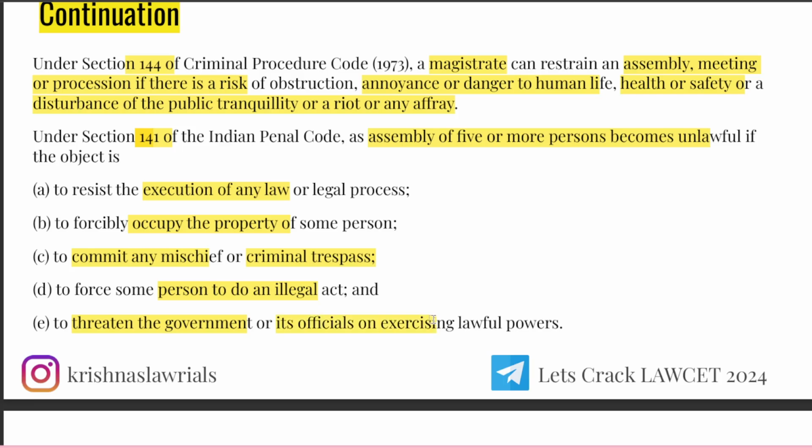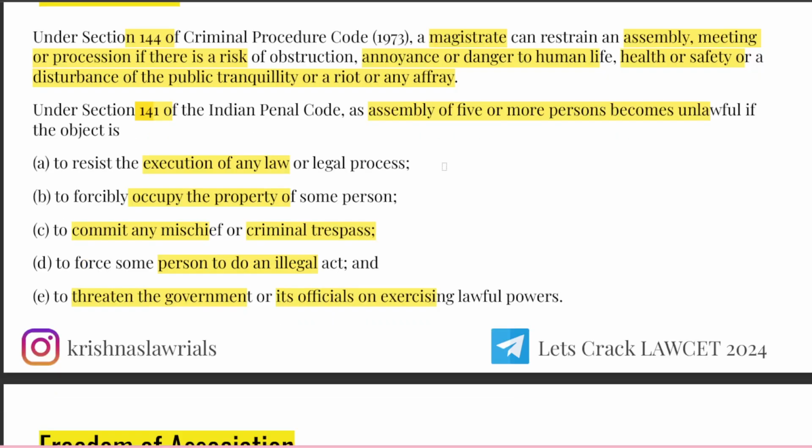So this is very clear that they're forcing someone to do an illegal act, or else they are threatening the government. Like what they do in front of government offices, right? Pouring petrol on themselves, something like that. These kinds of things make these assemblies unlawful.